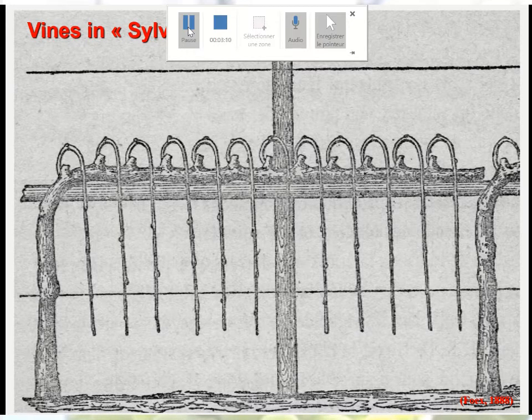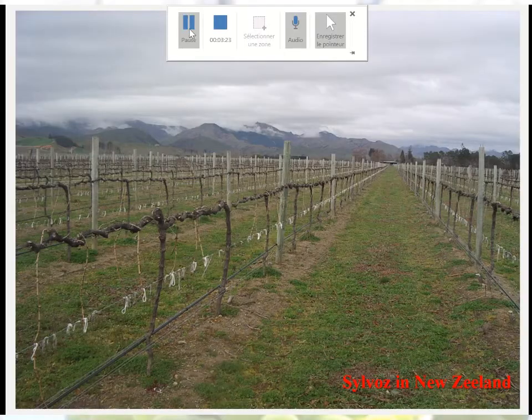So this is what we call a sylvose. As you see, the primary shoots, the canes, are bent towards the soil, and this is allowing a nice bunch microclimate. I saw some sylvose in New Zealand for Sauvignon Blanc.